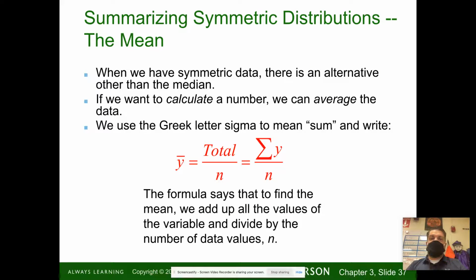So lastly, you can summarize symmetric distributions or find the mean. And we'll go over some of these in a second after I'm done going over this PowerPoint slide. But we have symmetric data. There's an alternative other than the median. If you want to calculate a number, we can average the data. We use the Greek letter sigma. That's this letter right here, and that represents the sum. So this is also called summation notation.